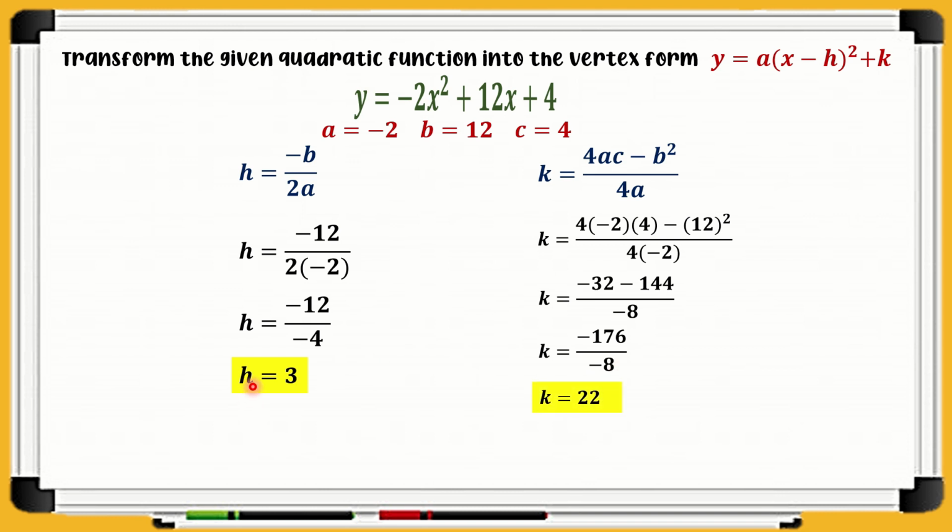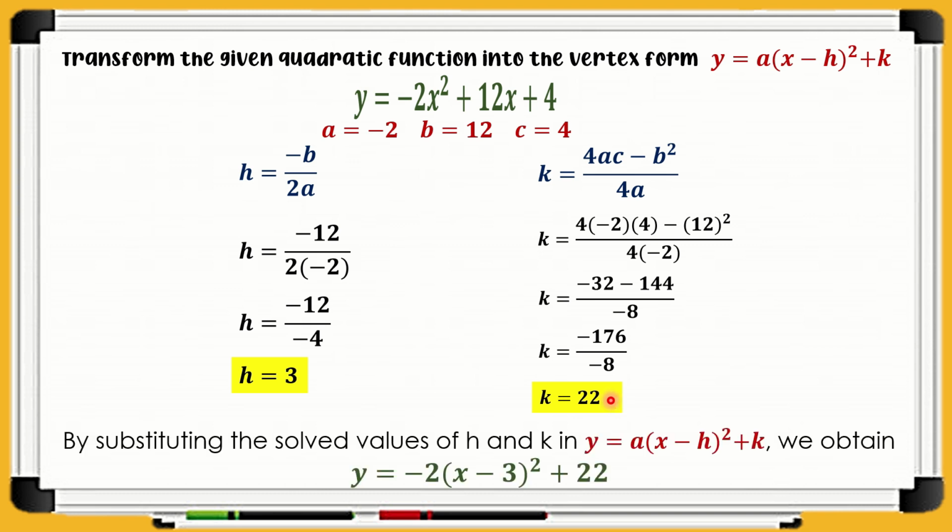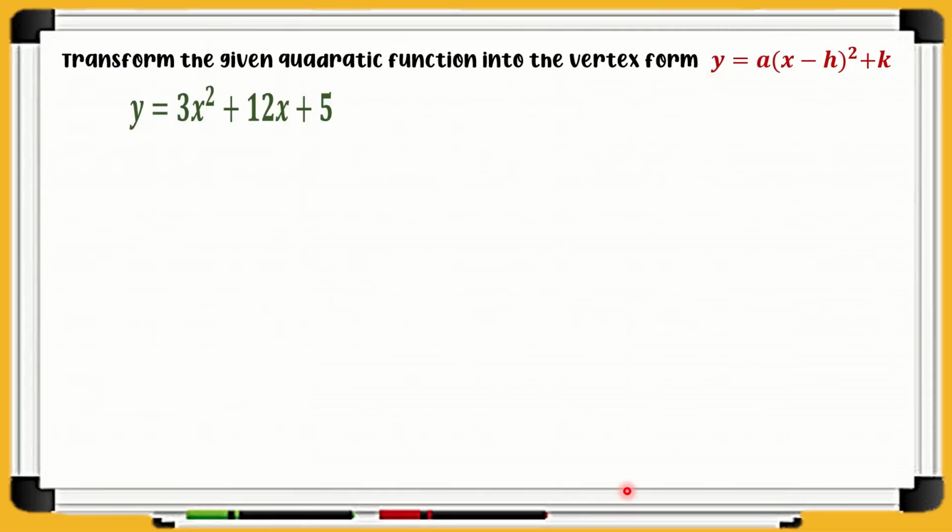So therefore, the values of h and k are positive 3 and positive 22. By substituting the solved values of h and k in our vertex form, we obtain y equals negative 2 for our a times (x minus 3) squared, for our h, plus 22, since our k is positive 22. You notice this vertex form is the same as the vertex form we obtained in example number 2. So let us try the last example.